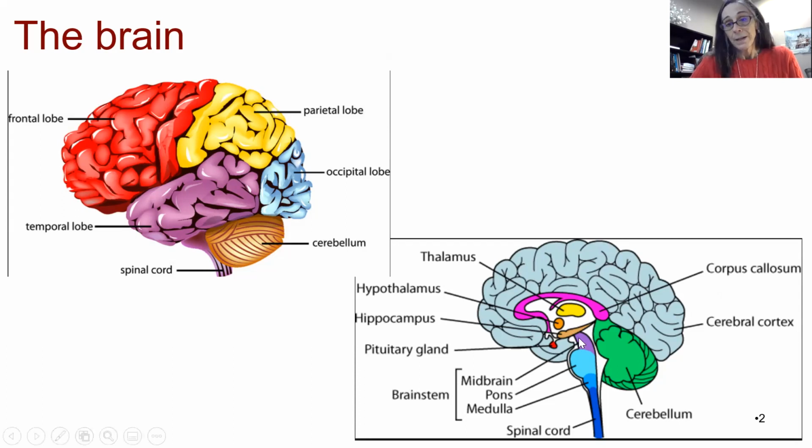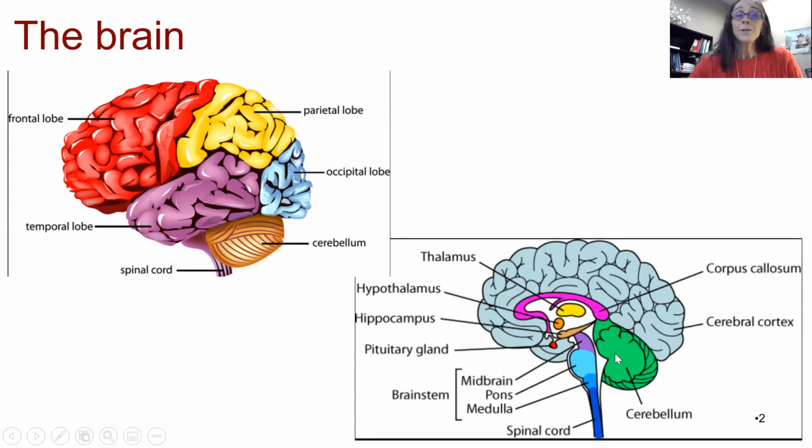Followed by, okay, then you have the midbrain. And followed by that is the spinal cord. Okay, now on the back side of the brain, you have the cerebellum. The cerebellum looks like cauliflower.